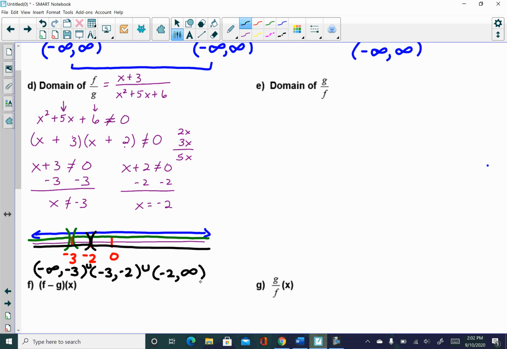Okay. All right. I encourage you to do letter E. Maybe pause the video and try letter E. Okay. I think you can follow that one with the solution key.